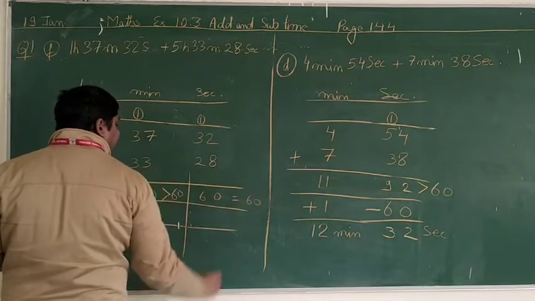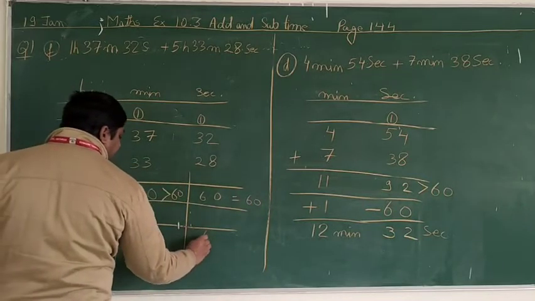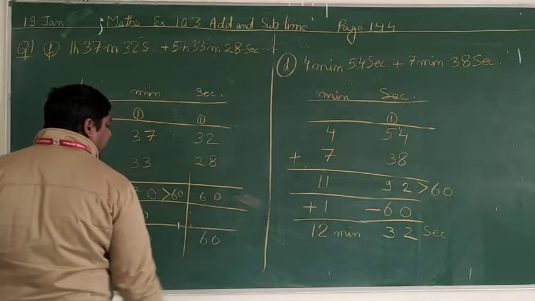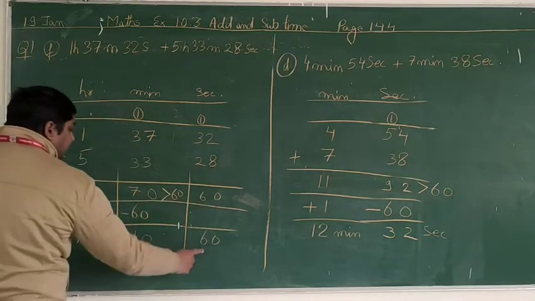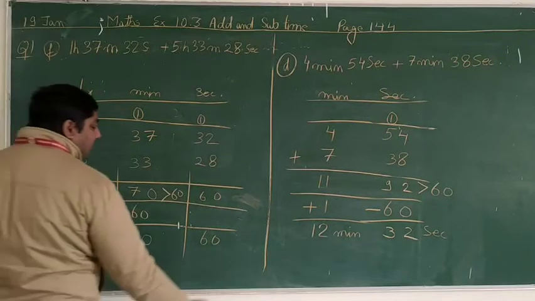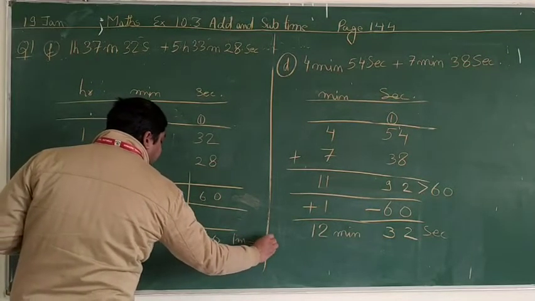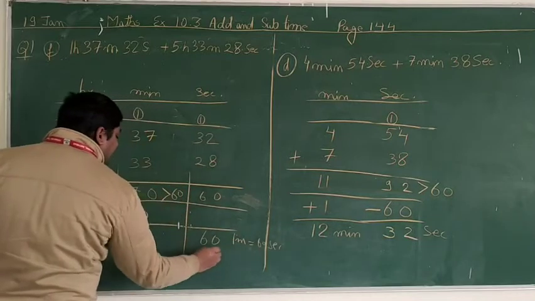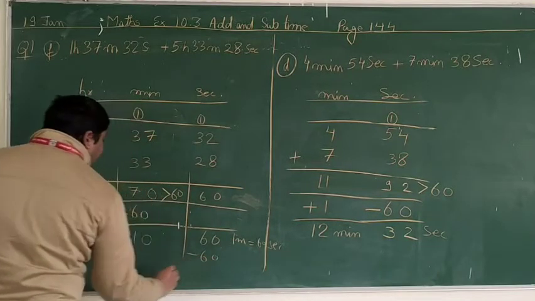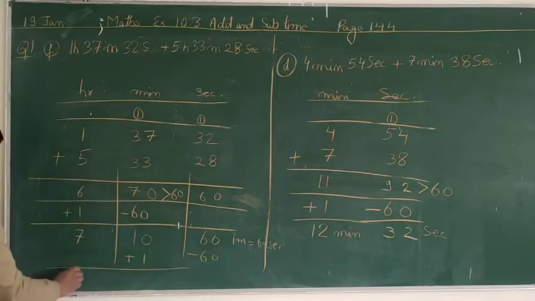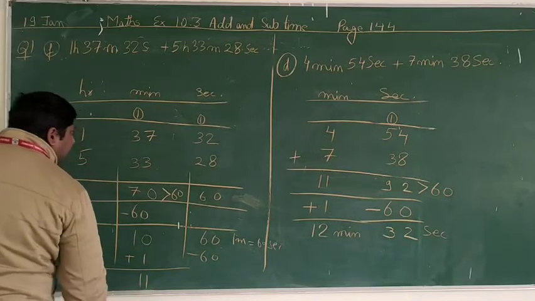तब भी हम क्या करेंगे? 60 को माइनस कर देंगे. यहाँ भी 60 ही लिखेंगे because हमने कोई चेंजेस नहीं किए हैं. Now this is 60. We all know that 1 minute equals to 60 seconds. So 60 seconds अगर हमने सेपरेट किए तो हमें क्या मिल जाएगा? We will get 1 minute, and this will be 7 hours and 11 minutes.